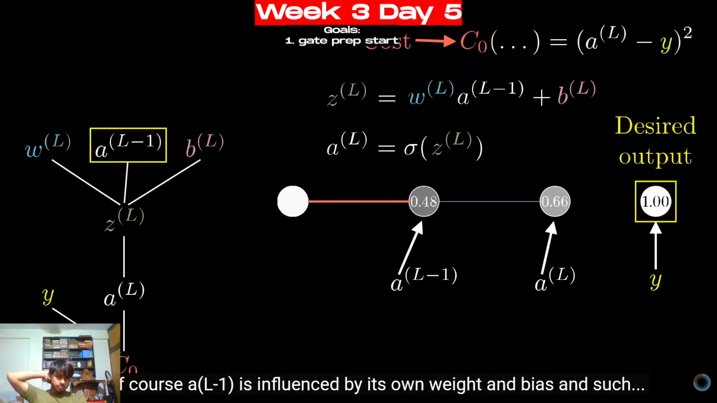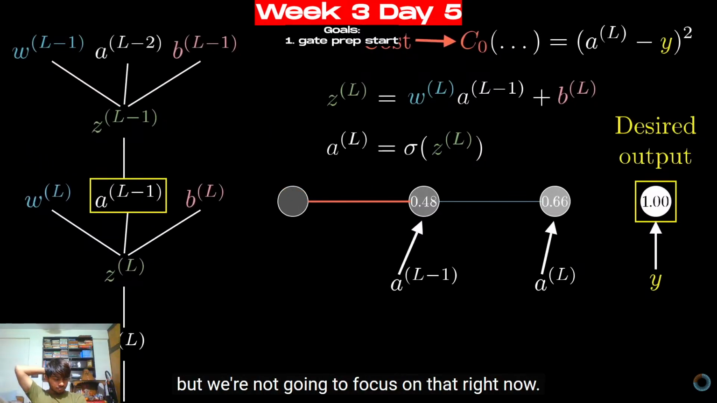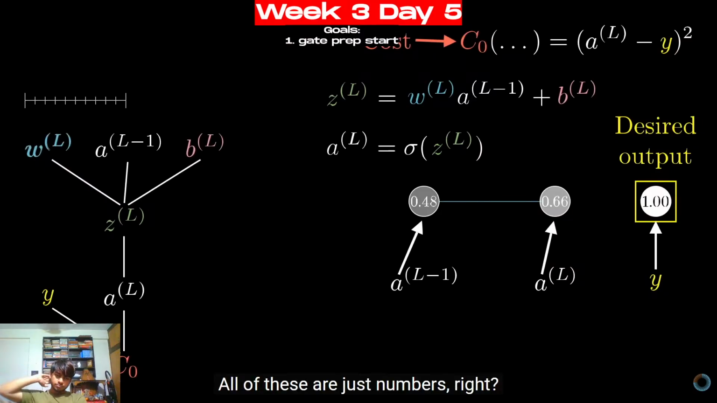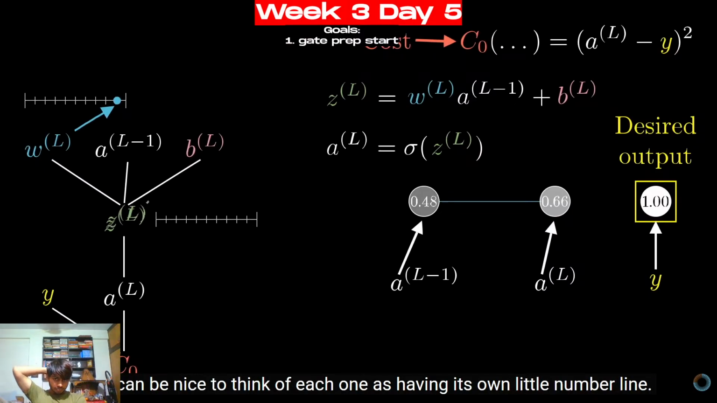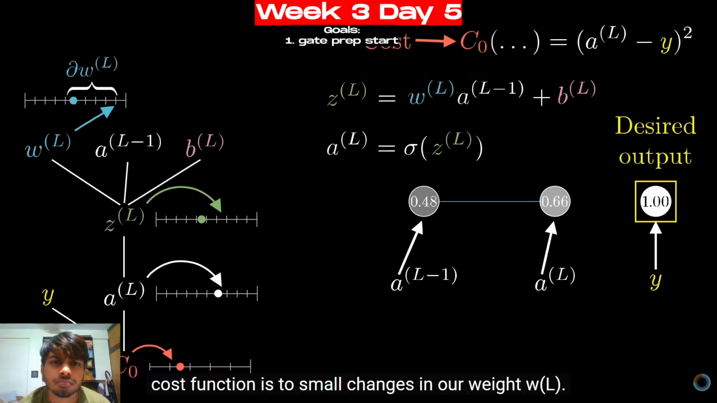And of course, AL-1 is influenced by its own weight and bias and such, but we're not going to focus on that right now. Now all of these are just numbers, right? And it can be nice to think of each one as having its own little number line. Our first goal is to understand how sensitive the cost function is to small changes in our weight, WL.